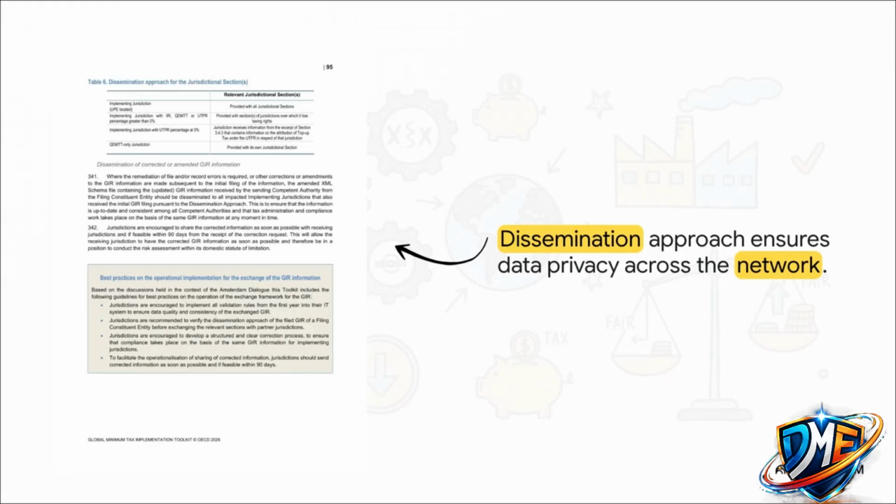Now, you might be wondering, what about corporate confidentiality? Tax administrations don't just get a free pass to see everything everywhere. There is a very strict dissemination approach in place. A local jurisdiction only receives the exact specific slice of data that it needs to verify the top-up tax they're legally entitled to collect. It's a pretty brilliant way to ensure global privacy and data security are maintained across this entire network.